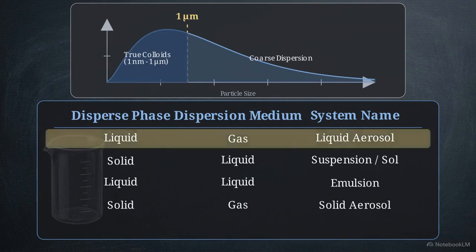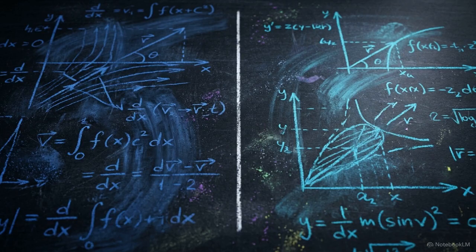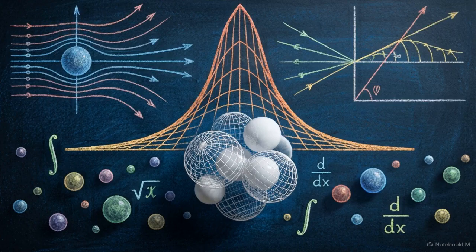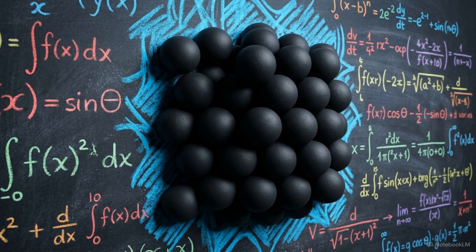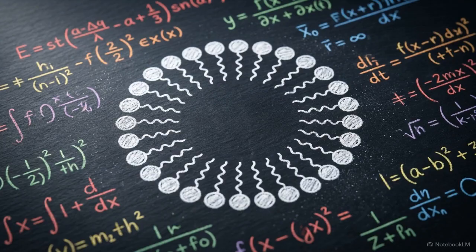The phase intersection dictates mechanics. Liquids dispersed in gas yield aerosols, while solids dispersed in liquids form suspensions. Beyond physical state, these systems are categorized by their thermodynamic affinity for the solvent. Lyophilic or solvent-liking colloids disperse spontaneously. Lyophobic or solvent-hating systems resist mixing. Aqueous surfactants self-assemble into micelles, creating stable hydrophilic colloidal dispersions.